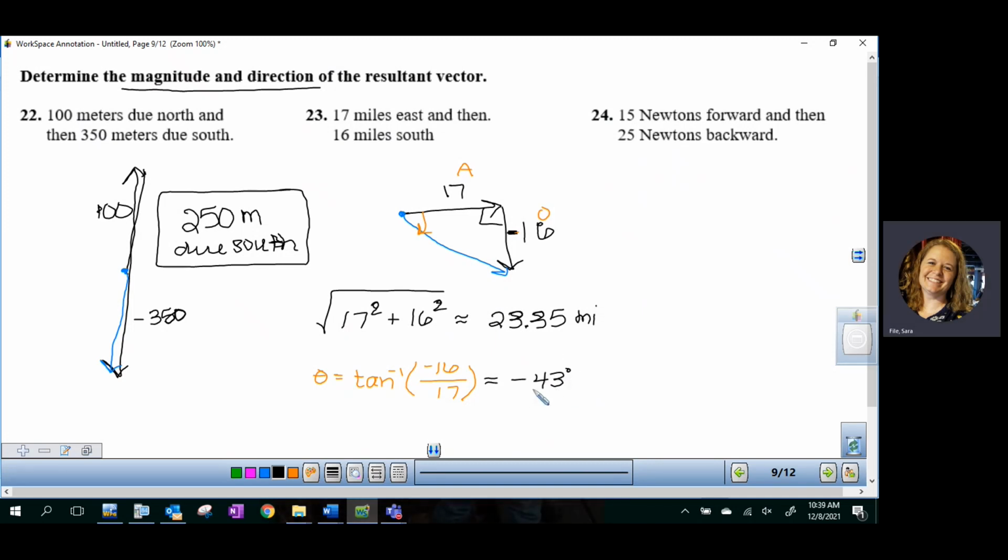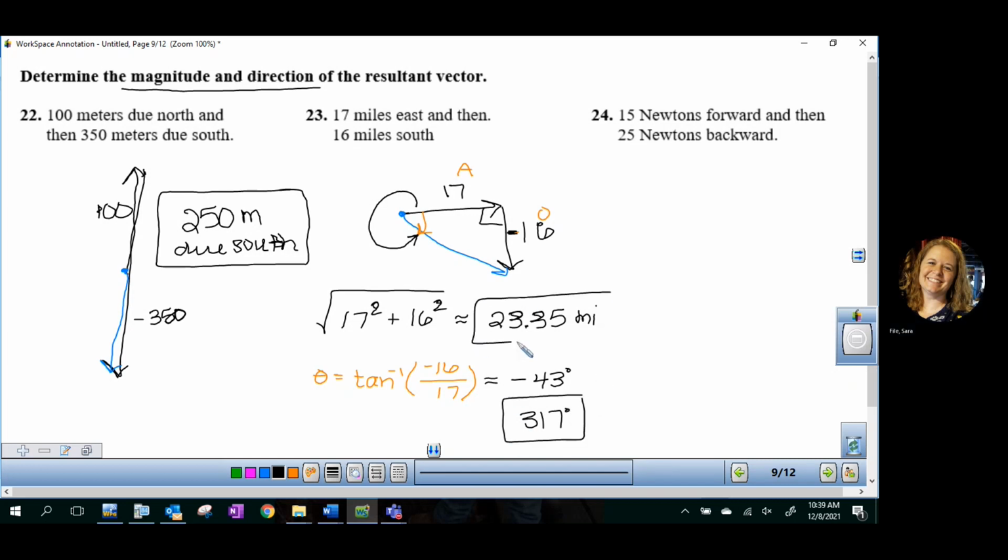Now, if I want it as a positive angle, I just add 360, right? Okay. So if I do negative 43 plus 360, that's actually closest to 317. So 317 degrees as an angle with the horizontal. So there's my magnitude and direction.